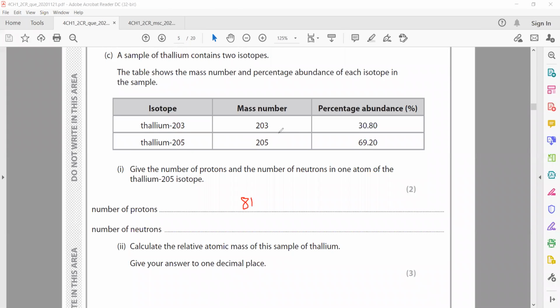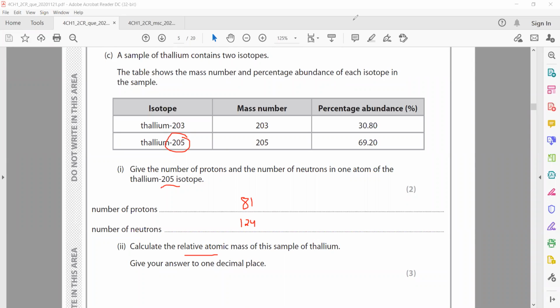And how many neutrons will be there in isotope 205? So it will be 205 minus 81, that is 124. Calculate the relative atomic mass of this sample.